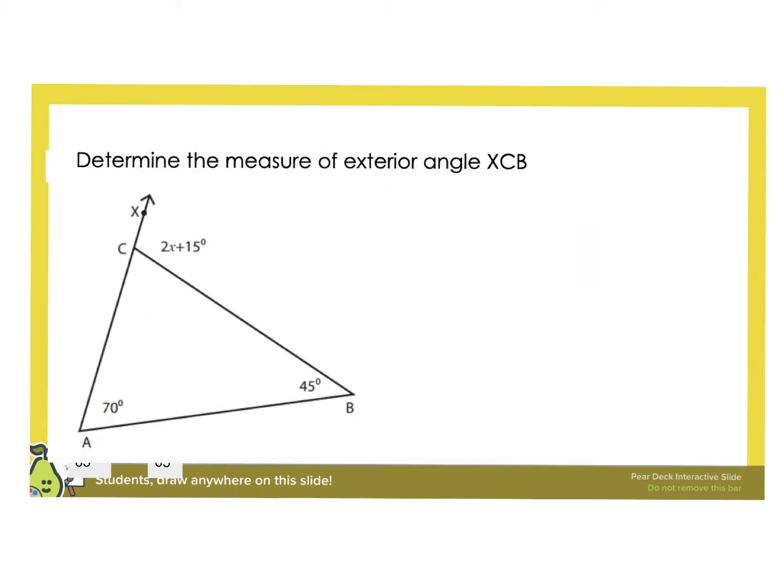All right, so now we're building some layers. Let's find the measure of this exterior angle, XCB. This angle right here, which they are telling us is 2x plus 15, okay? So what do I know? I know these are my opposite interior. I know if I add 70 plus 45, it's going to equal this exterior angle, which is 2x plus 15.